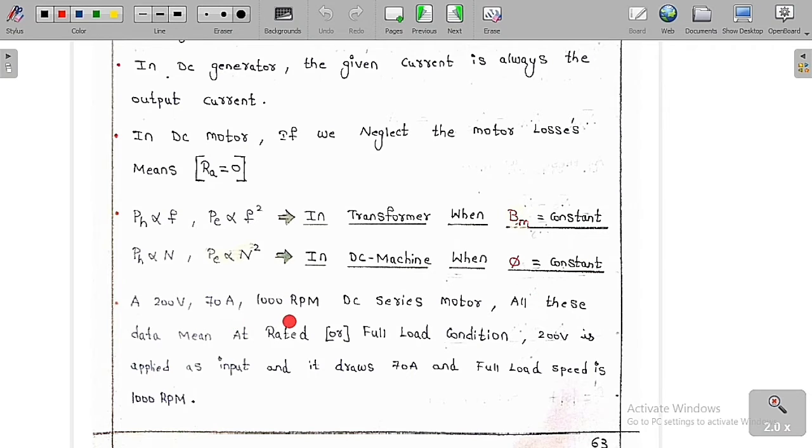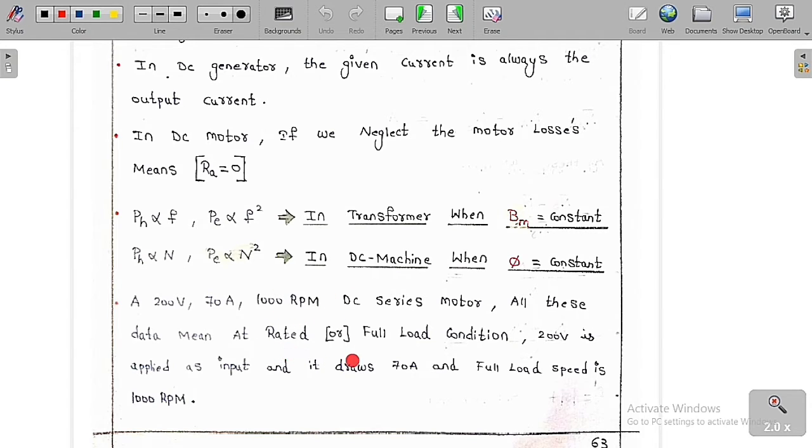A 200 volt, 70 ampere, 1000 rpm DC series motor: all this data means at rated or full load condition. 200 volt is applied as input, it draws 70 ampere, and the full load speed is 1000 rpm. Let me give a small example. This implies that if you give a supply voltage of 200 volt, the current drawn is 70 ampere, and if you apply full load on this motor, the speed is 1000 rpm.